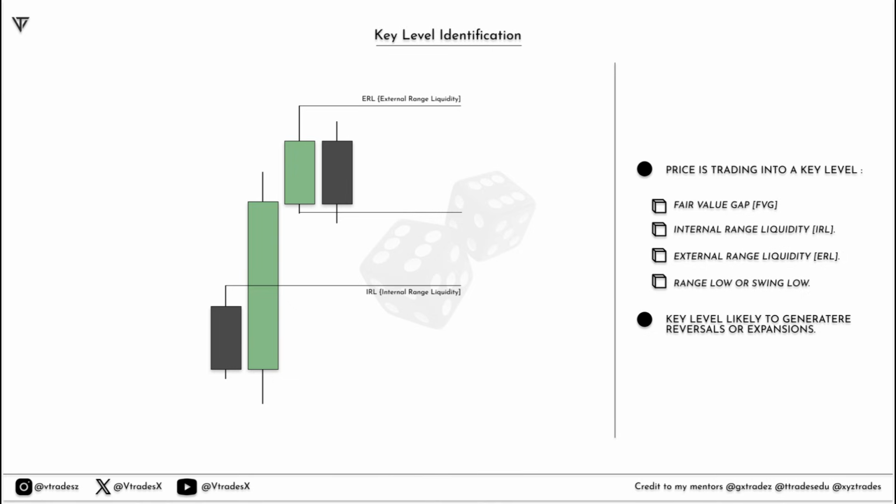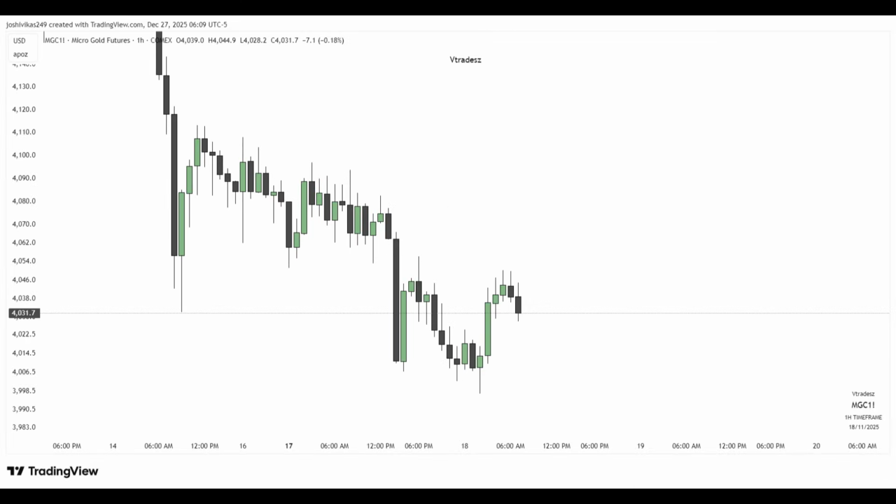So right here on the chart, I'm not thinking about entries yet. I'm literally just asking one question. Where is price relative to my key levels? You can see price pushing straight into external range liquidity, and it lines up with a fair value gap right here. Now my interest is there. Before this, I didn't care.